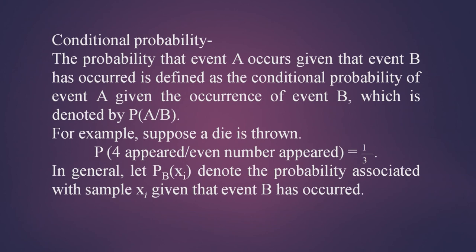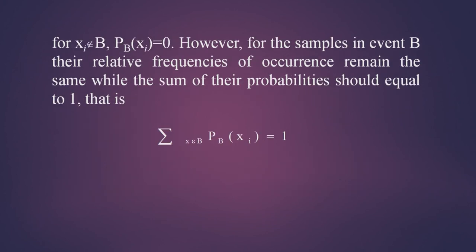So, in general, let subscript B, P_B of xi, denote the probability associated with sample xi given that event B has occurred. Now, for xi not belonging to B, P_B of xi will be equal to 0. However, for the samples in event B, their relative frequencies of occurrence remain the same, while the sum of their probabilities should equal 1, that is, the summation of P_B of xi such that xi belongs to B is equal to 1.